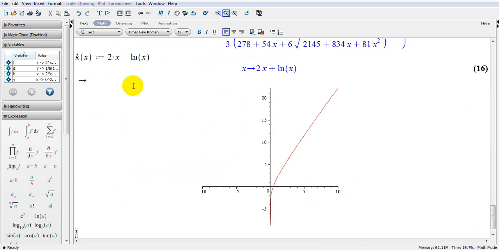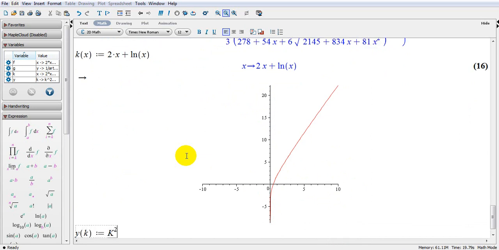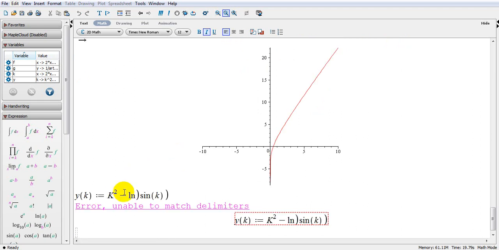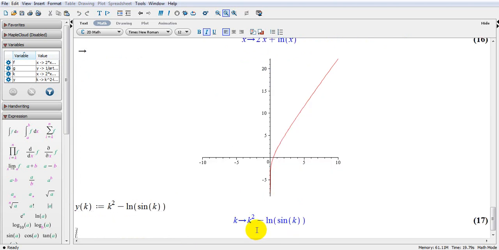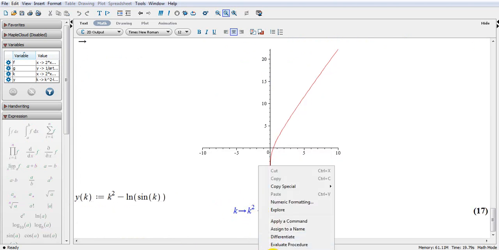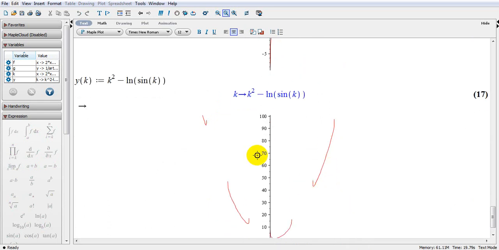Moreover, I can say that k, which was a function of x, is a variable for another function. The function is y. y is equal to k squared minus ln of the sine of k. I made a mistake here. This has to be the other way, and this k has to be a small k. Let's enter it again, and this is my function. I can plot this one, right click, go to plot, 2D plot, and it has a shape like this.